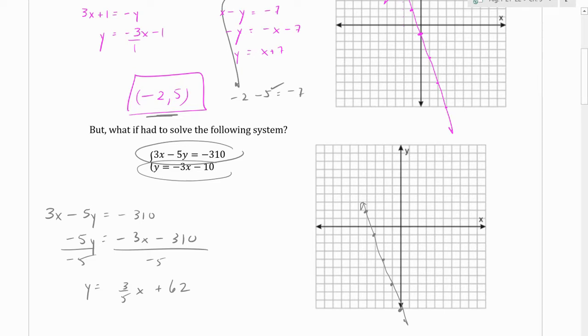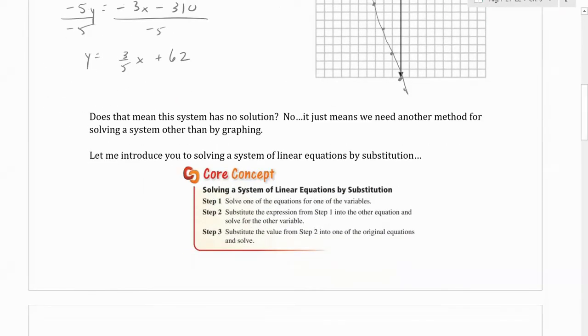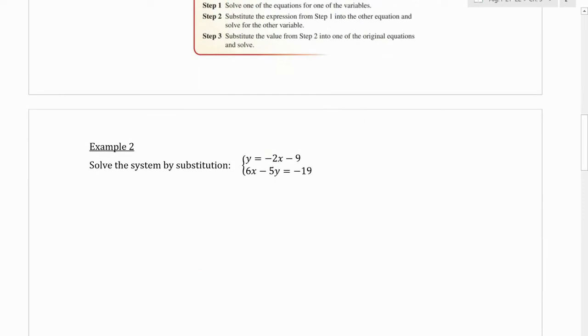Now, does it mean that those lines won't cross? Of course it doesn't. Those lines definitely cross. There's going to be a point of intersection, but sometimes solving by graphing is maybe not the best way to figure out an answer. So we can come up with an alternative. The one we're going to do today is solving these linear equations by something called substitution. And it's exactly like it sounds. We're just going to substitute a value in the place of another value. Okay? So let's learn how to do it.